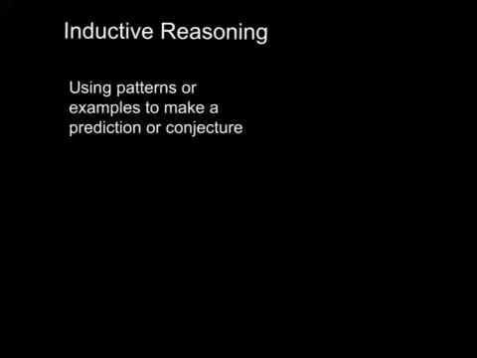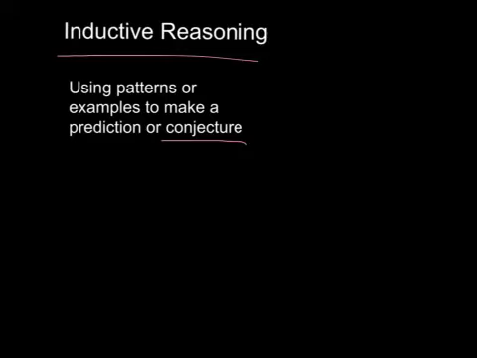Alright, next we have inductive reasoning. Inductive reasoning means that you're going to use patterns or an example, something that you can see, observe, and you're going to make a prediction or a conjecture based on those patterns or examples. You might come across this word conjecture. Conjecture just means make a prediction or make a guess at what you can say based on those patterns or examples.